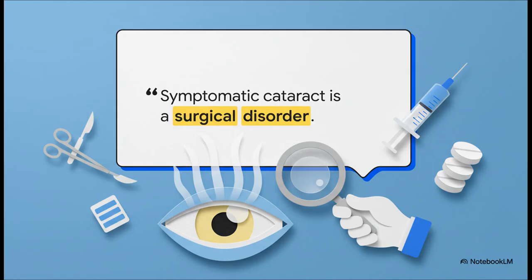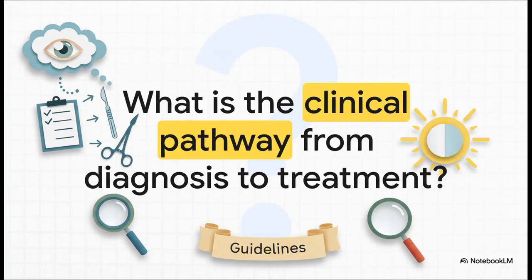Right at the beginning, the guidelines hit you with this really clear, definitive statement, and it sets the tone for everything that follows. What it means is that, based on tons of evidence, once a cataract actually starts causing symptoms that mess with a patient's life, the answer is surgery, plain and simple. So the big question is, how do we get there?